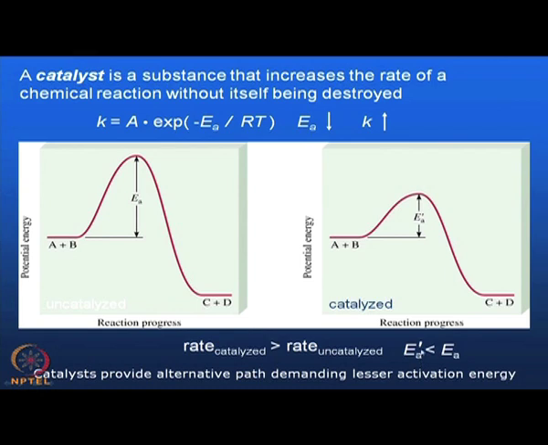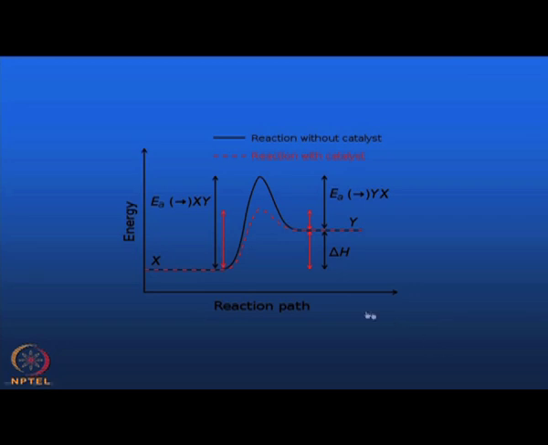So, in that case EA catalyzed is less than EA uncatalyzed. Next, you see here, this is the energy level diagram. Activation energy is this, EA x to y, and this is the activation energy for EA y to x. Okay. You see that the black line has higher activation energy. EA x to y, the normal uncatalyzed reaction, has higher activation energy, and also for the backward process it is higher.